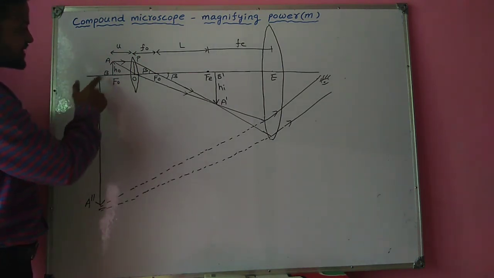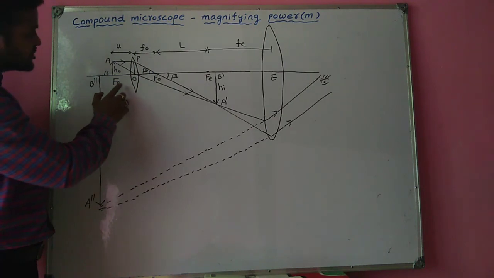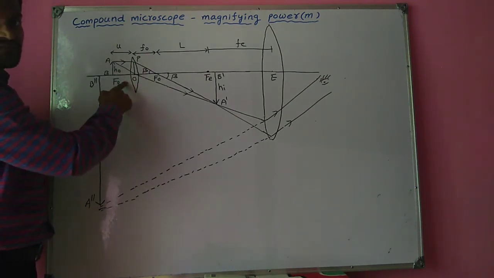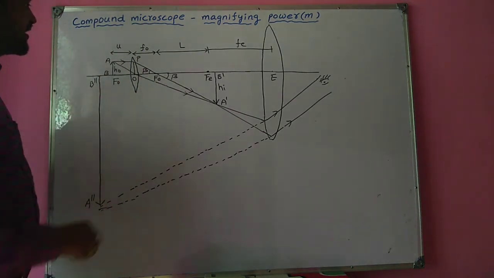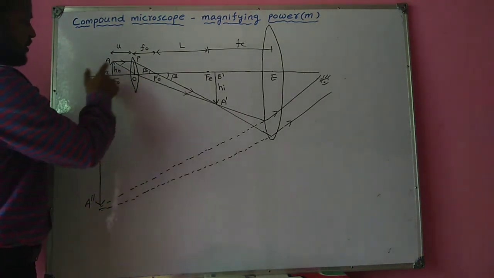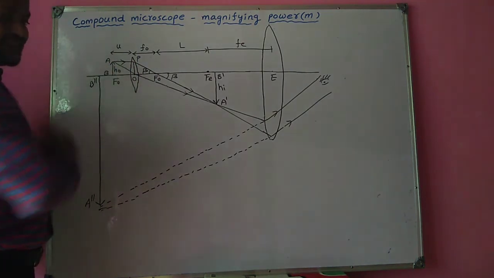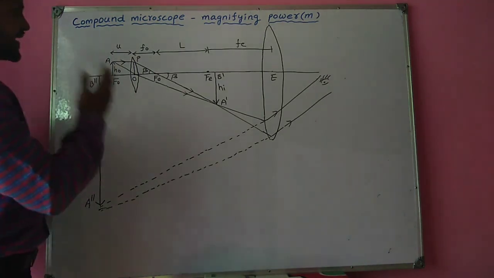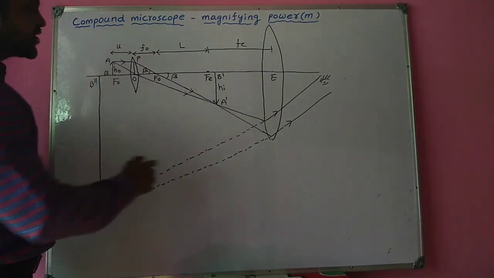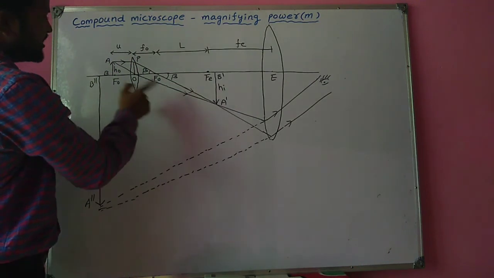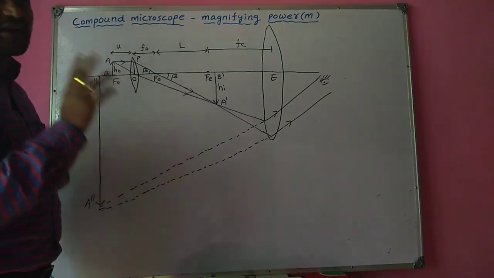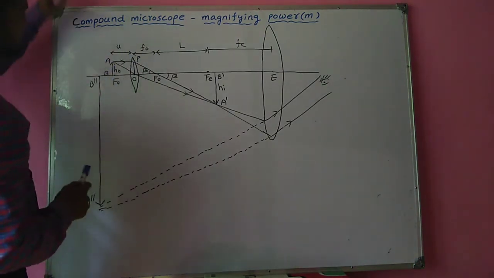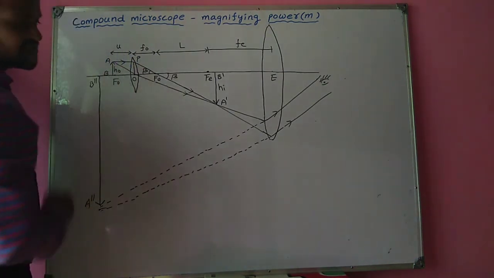Now the object is placed beyond the principal focus. That means the object distance U is greater than the focal length. Whenever the object distance is greater than the focal length, the lens forms a real and inverted image. Now here HI. To form this image we need to consider a minimum of two light rays. A light ray which is parallel to the principal axis. This is the light ray parallel to the principal axis.